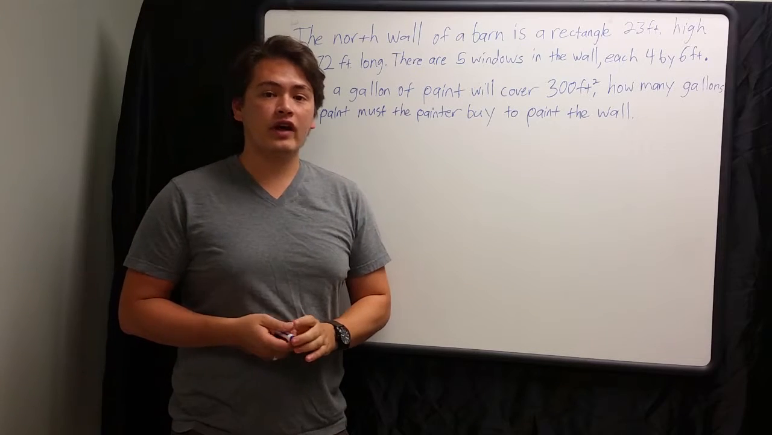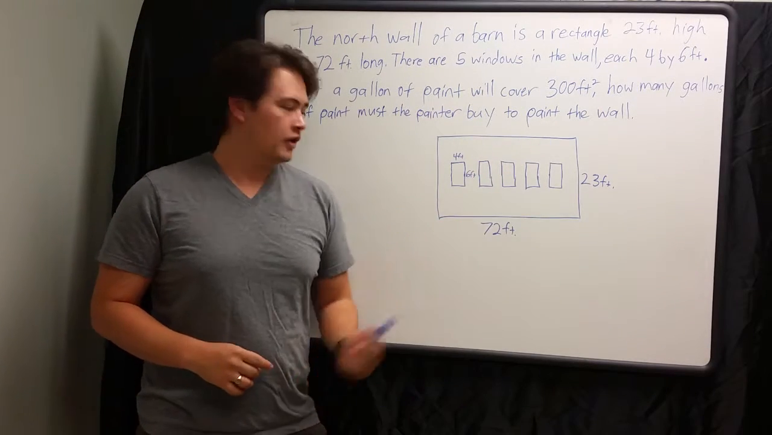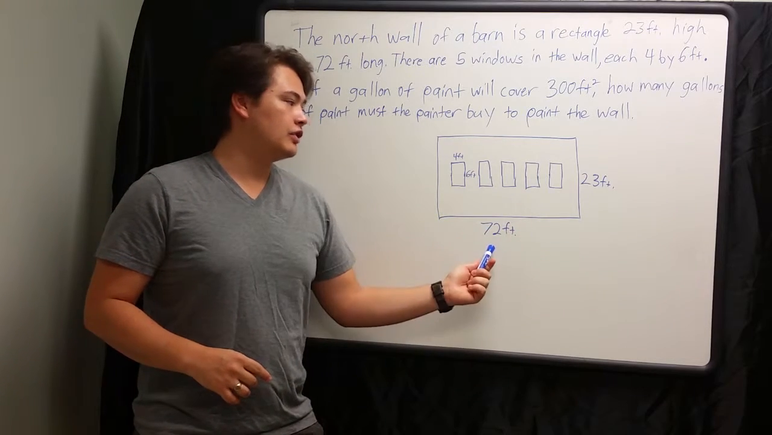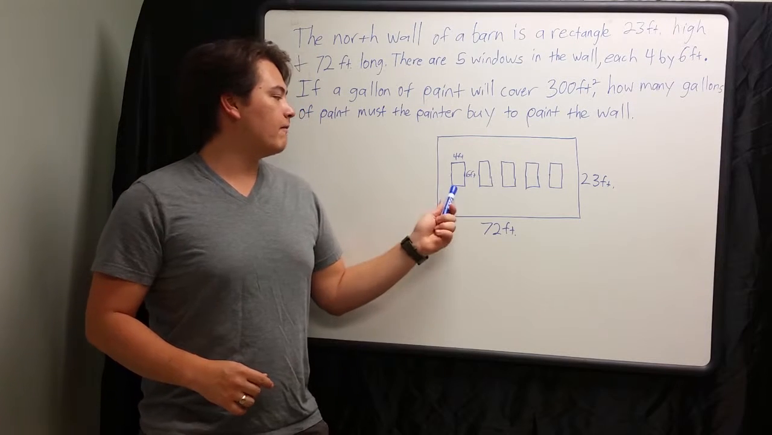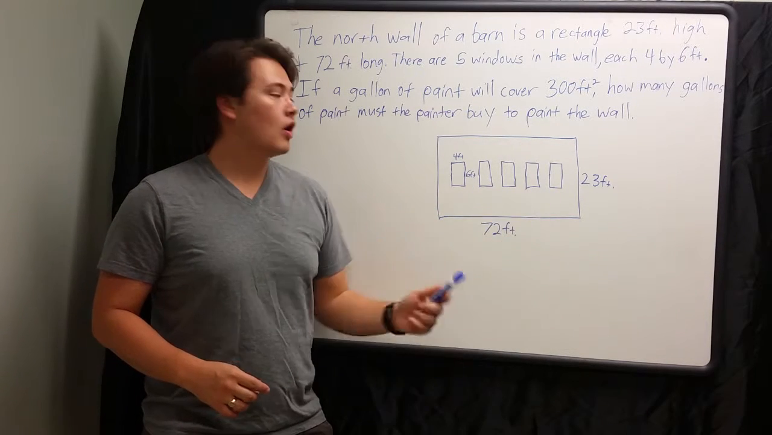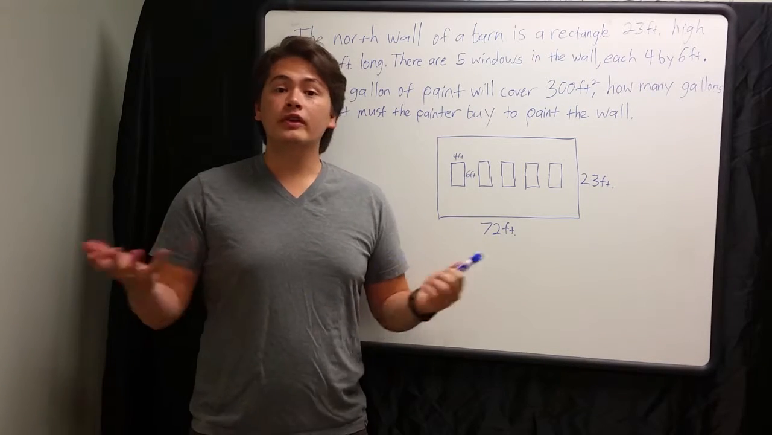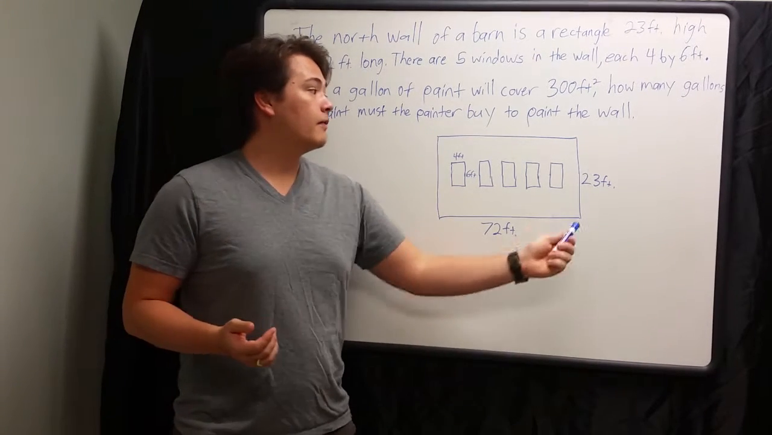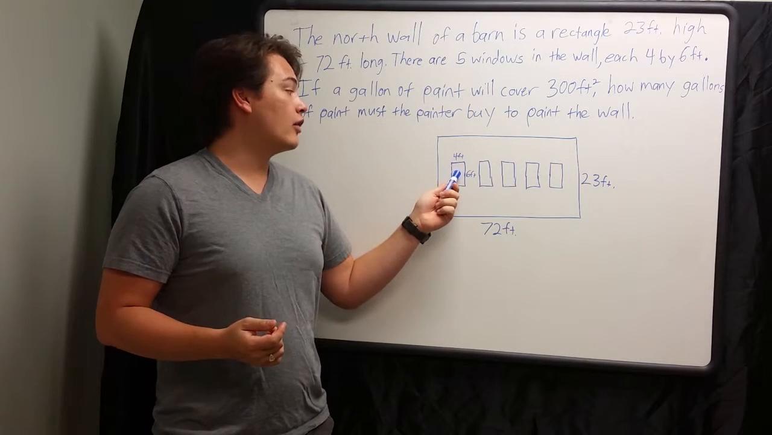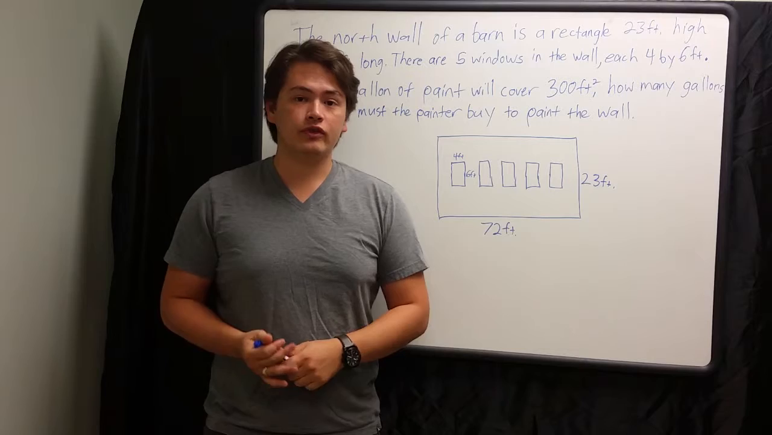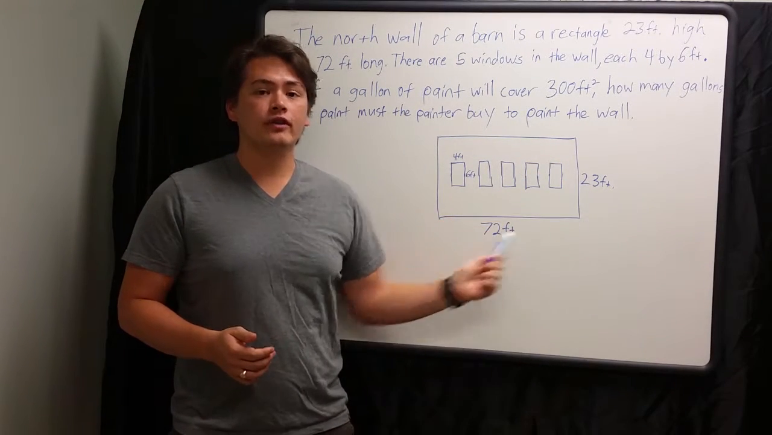Let's draw this side of the barn. So we have the side of the barn, the length of it is 72 feet, the height of it is 23 feet, and we have 5 windows inside the wall, which are 4 feet by 6 feet. So the total area of this wall is going to be subtracted by the area of these windows. So to start off this problem, let's first find the total area of this wall.